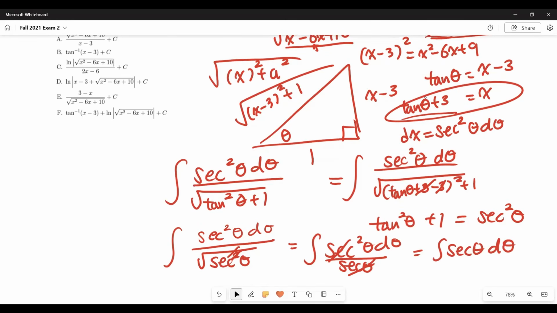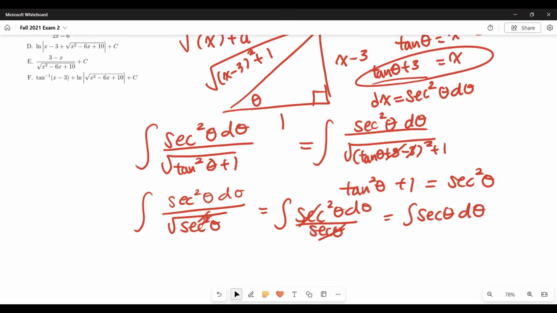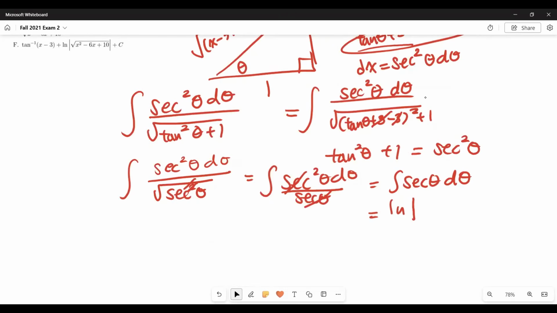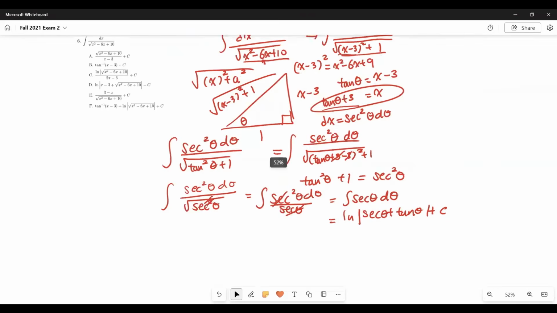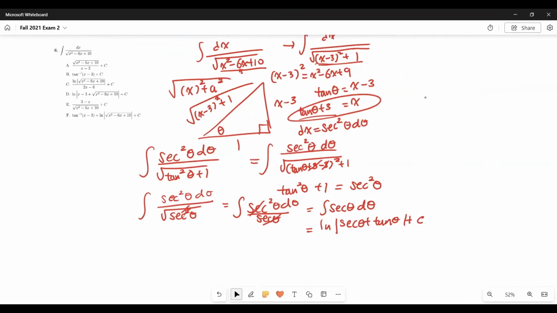And if you remember your secant theta d theta form, the secant theta integration will be just ln secant theta plus tangent theta plus some kind of constant c, right? Yeah, that's the form that you have to remember. Like secant theta integration is ln secant theta plus tangent theta. It's just from your memorization.